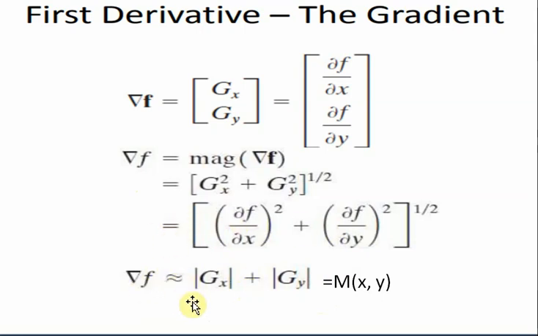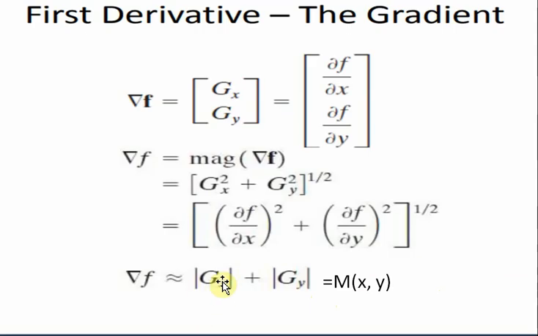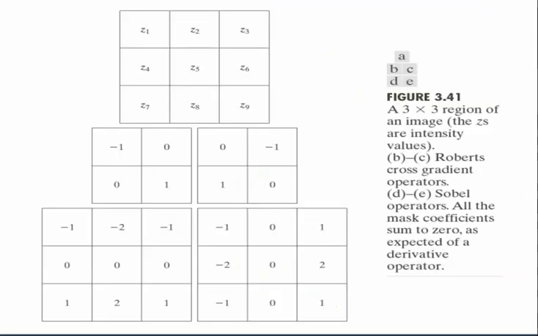Del f is nothing but mod of gx plus mod of gy. That is said to be m of x comma y. Okay, so do this. That means take dou f by dou x, take the mod value, then dou f by dou y, take the mod value, and then add these two. Then that is nothing but the gradient operator or first order derivative operator.